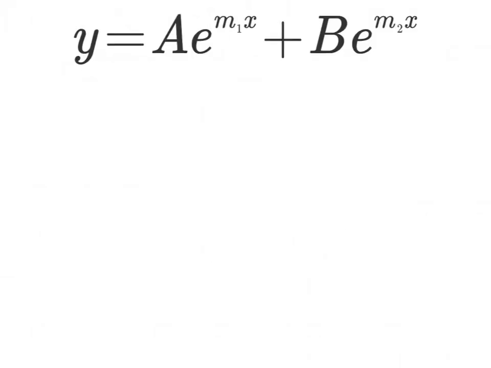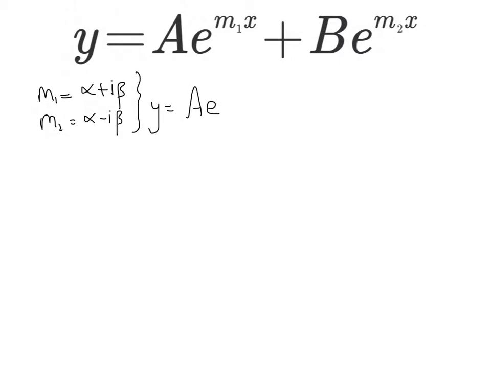So let's start with the general form of the complementary function, a e to the m1x and b e to the m2x, and let's, instead of m1, put in alpha plus i beta, and instead of m2, put in alpha minus i beta. So that gives us y equals a e to the alpha plus i beta x plus b e to the alpha minus i beta x. And to be honest, it's okay to leave it like that, but this is how you fiddle around with it to make it into the form that we tend to use in FP2.